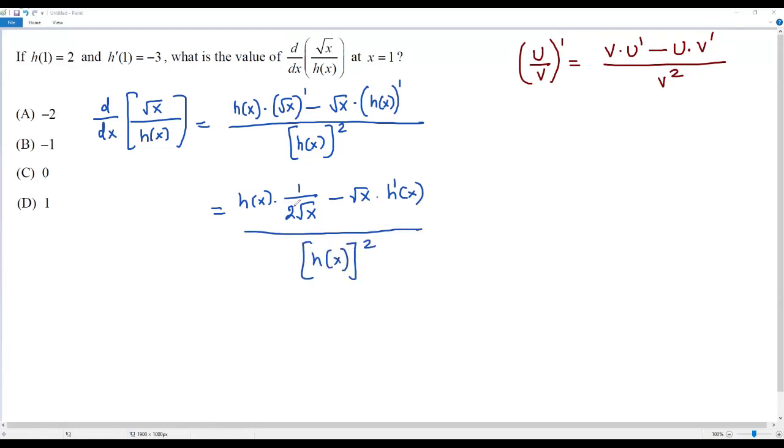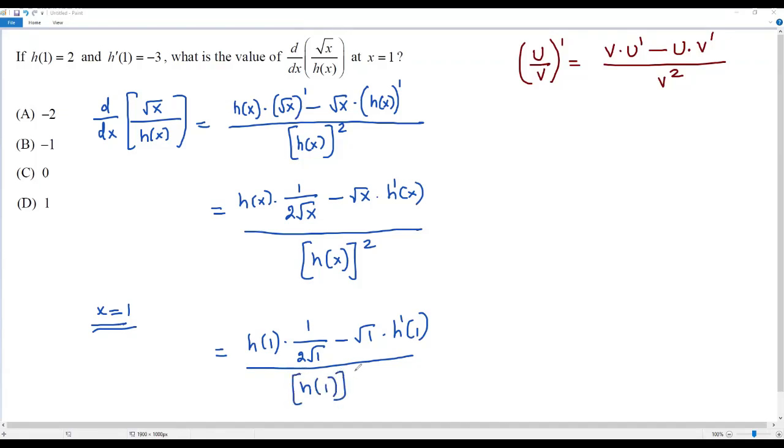Now I got the derivative of this expression, but our aim is to find the value of this derivative at x equals 1. That means we have to plug in x equals 1 in the result of the derivative. Let me do it. h of 1 times 1 over 2 square root of 1, minus square root of 1 times h prime of 1, divided by h of 1 the whole square. Let me write it out here.